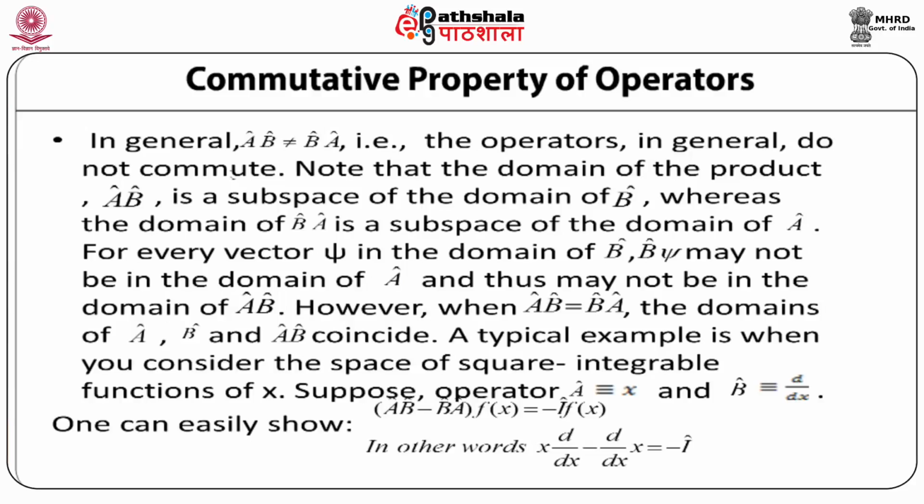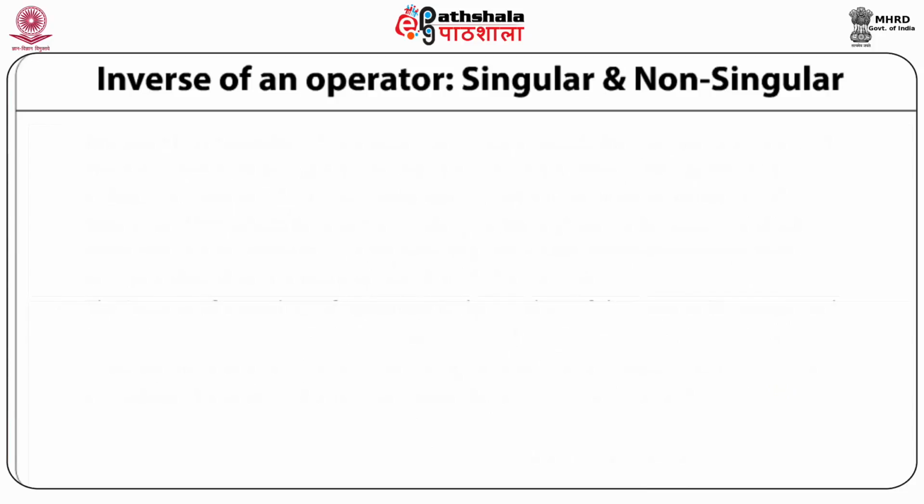From this expression, one can show that the operator x into d by dx minus the operator d by dx into x is equal to minus I operator, or in other words, the way we have defined the operators A and B above, we can see that the commutation, x into d by dx minus d by dx into x, gives us the identity operator in the negative.